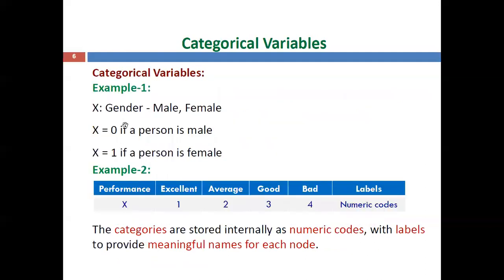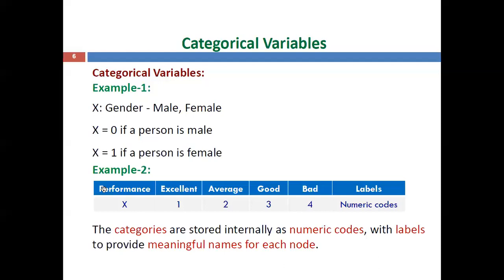Then coming to some more examples. Here we have considered X as gender with two values, male and female. If you take the two conditions, X equal to 0 if a person is male, X equal to 1 if a person is female. Here 0, 1 are the numerical values. Now in this case, we will call X a quantitative variable. Whereas if X contains gender with two names, male and female, here X is called a qualitative variable.